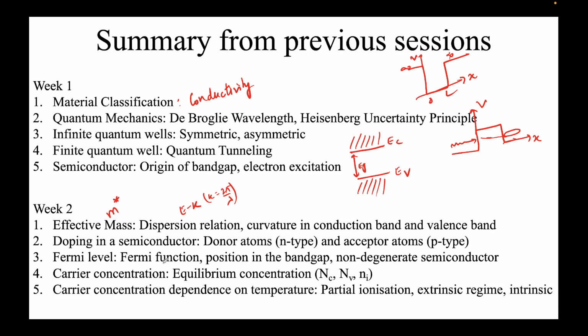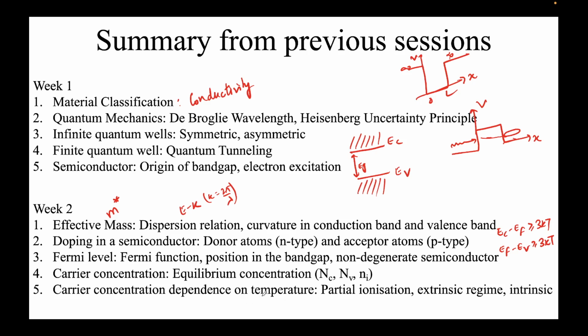Finally, we saw the Fermi level, which is where the Fermi function probability is 0.5, and we saw its position in the band gap. We also saw what a non-degenerate semiconductor is, that is, EC minus EF must be greater than or equal to 3 kT, and if it's p-type, EF minus EV also should be greater than or equal to 3 kT. K is your Boltzmann constant, T is your temperature. We saw some expressions using the Fermi function in quantum mechanics; you can go through your lecture notes for these.